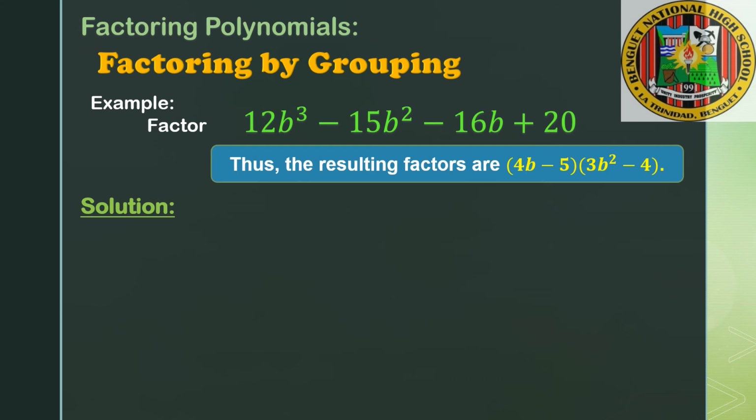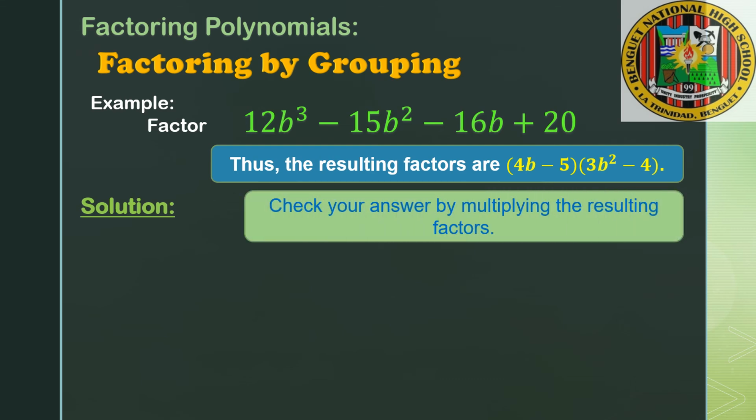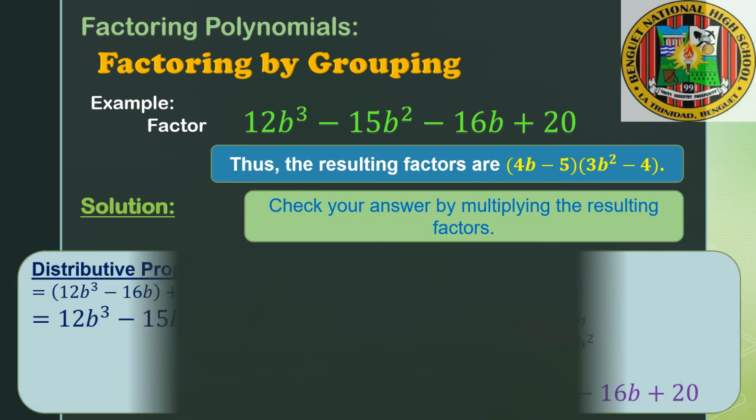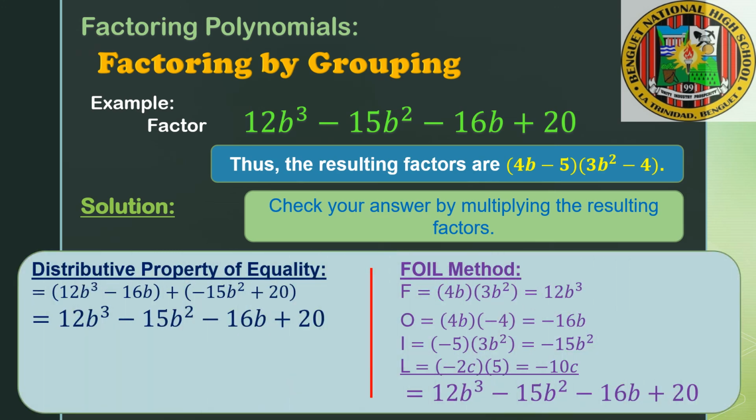Of course, our solution is not complete without the checking. To confirm that our factors are correct, we multiply our binomial factors. If you do the multiplication right, either through distributive property or FOIL method, you will see that the resulting polynomial is the same as our given polynomial. Good job for solving the factors!